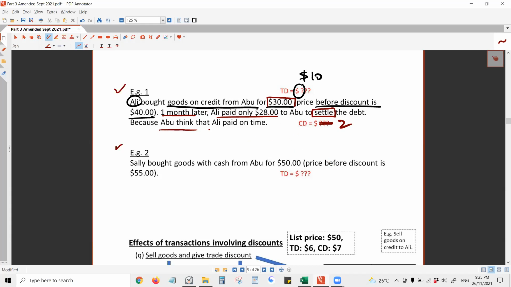Because Abu thinks that Ali paid on time, therefore a further discount. In the second example, you cannot have two stages of discount because the goods were bought with cash, meaning pay on the spot, the opposite of on credit. So there can only be one type of discount appearing, which is trade discount. So how much is it? 5. You read on your own: 55 minus 50, get 5. So here are two more examples.